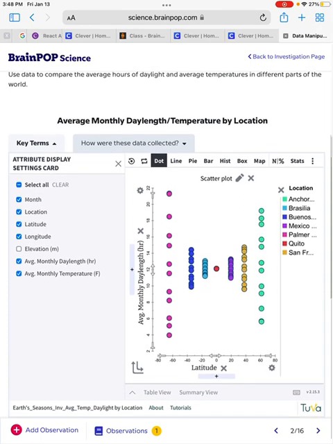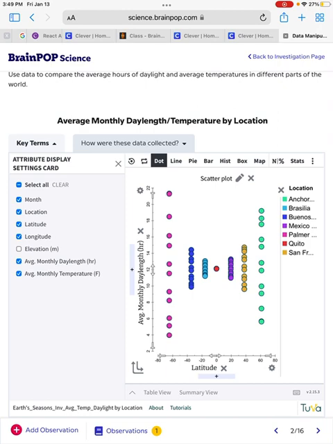When I look at this graph, the immediate thing that I notice is the list of locations with the colors. And so I'm looking at those, and I recognize those as places on Earth. Anchorage is a city, and so is Brasilia, Buenos Aires, Mexico, Palmer Station, Quito, and San Francisco. All of these are cities. Or in the case of Palmer Station, that is a research base in Antarctica. I know this just from my prior knowledge. All right, so that's the first thing I notice. I notice that each one of those has its own color, and I would guess that that corresponds with the color on the graph.